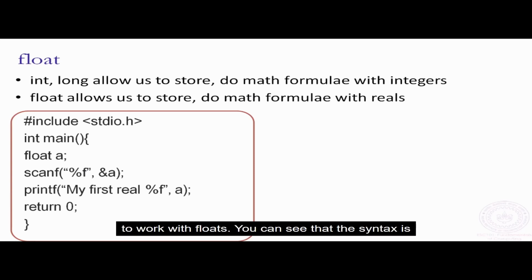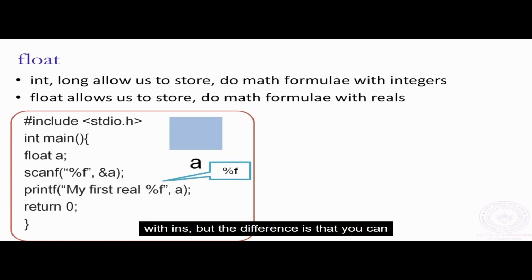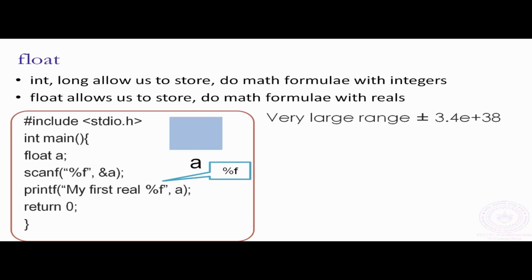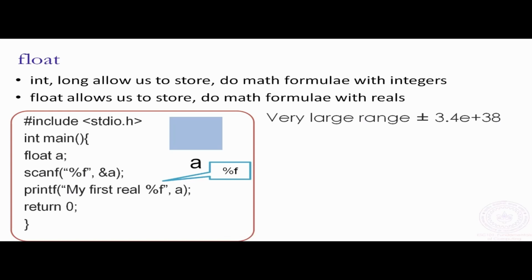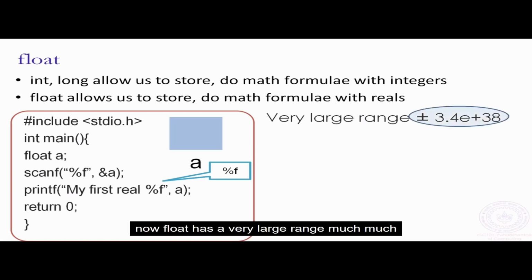You can see that the syntax is exactly the same as if we were working with ints, but the difference is that you can now store float values which are real numbers, not integers. Now, float has a very large range, much bigger than int.